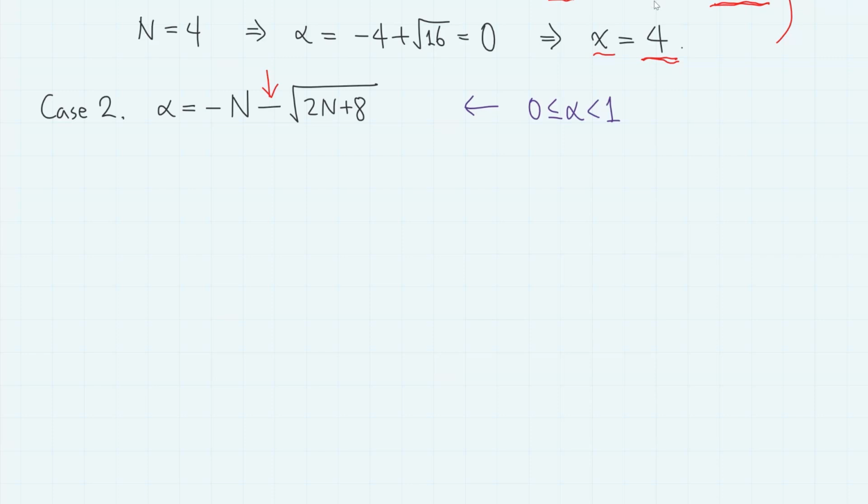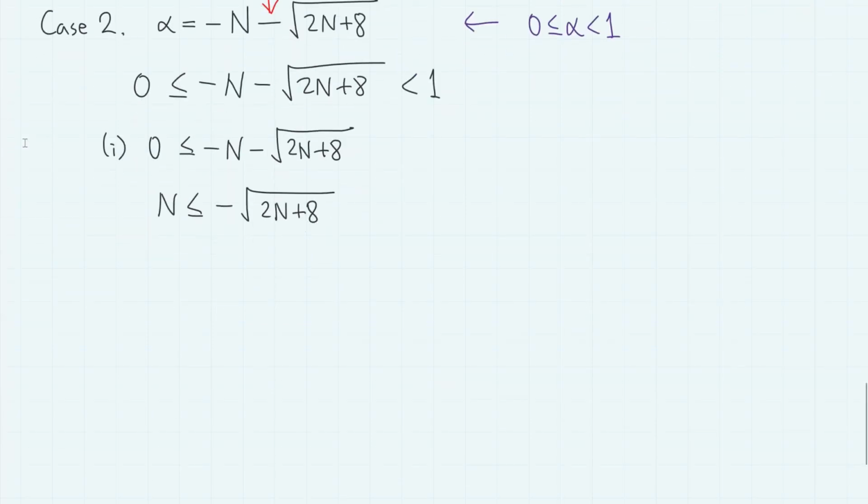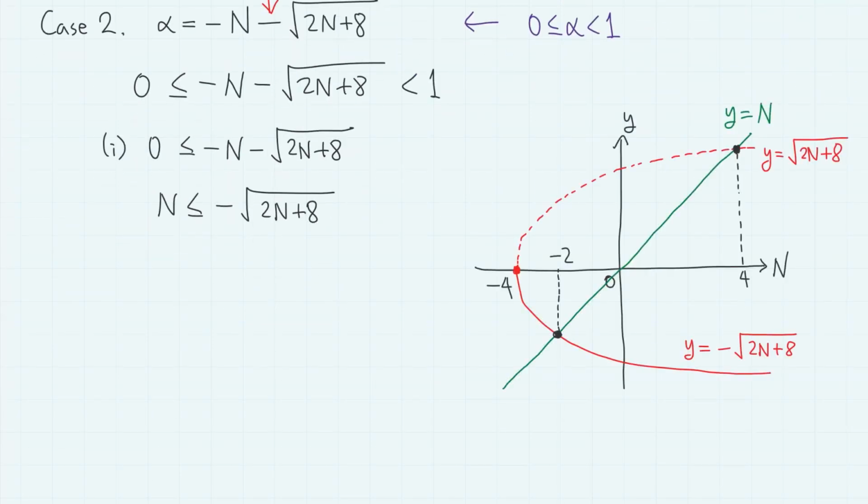Since alpha is greater than or equal to 0 and less than 1, we now have the inequality minus n minus square root of 2n plus 8 is greater than or equal to 0 and less than 1. From the inequality on the left, we have n is less than or equal to minus square root of 2n plus 8. Here, the graphs are essentially the same as the previous case, except this time, we use the graph of y equals minus square root of 2n plus 8 for the radical function.